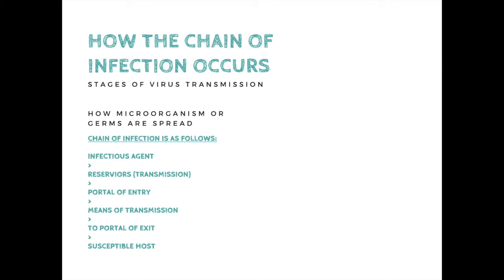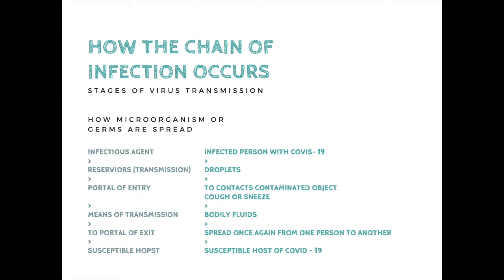When we're talking about COVID-19 and the chain of infection, it becomes as follows. The infectious agent is the person with COVID-19, which passes on transmission of the droplets, then goes to the portal of exit via coughing or sneezing. The droplets then get transmitted by bodily fluids, which once again goes from one person to another, a susceptible host of COVID-19, and the chain actually reoccurs until a cure has been created.